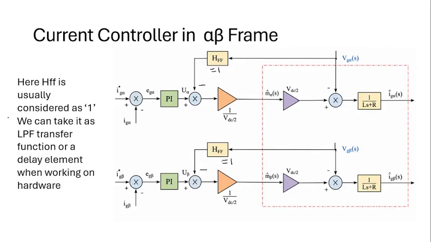So we can consider it as a low pass filter if we have some high frequency problem. We can use a low pass filter whose function is omega base square plus omega square, or we can use a delay element e power j theta. But here we are considering it as 1. I will show you the equations here.